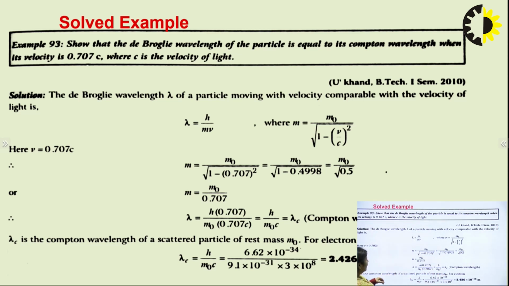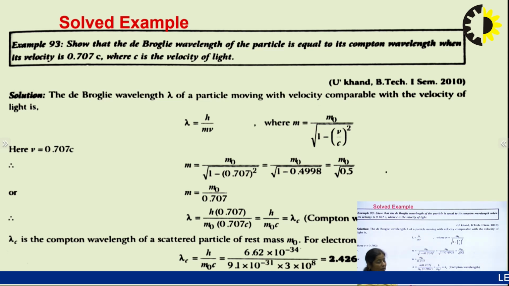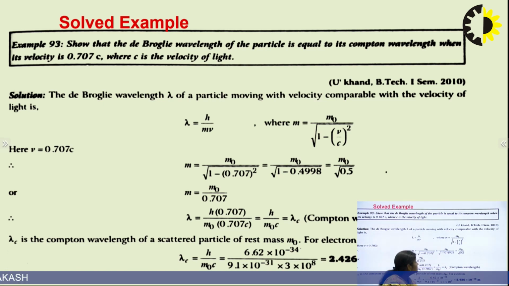And in the next part, we can also find the numerical value of lambda c, that is the Compton wavelength. We can put h, like I told you, standard values. We can put the value of m naught, the rest mass of the electron, which is again standard; it cannot change if the electron is not changing. And c is the velocity of light, again a universal constant.